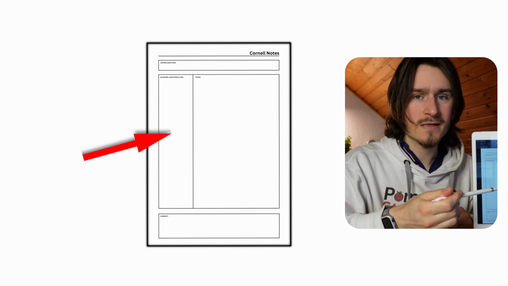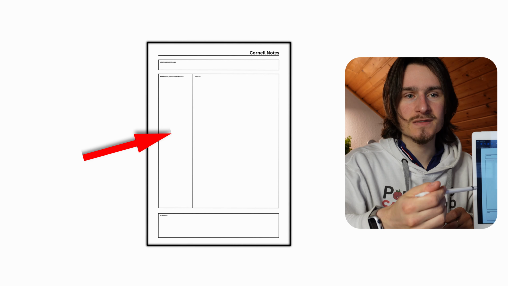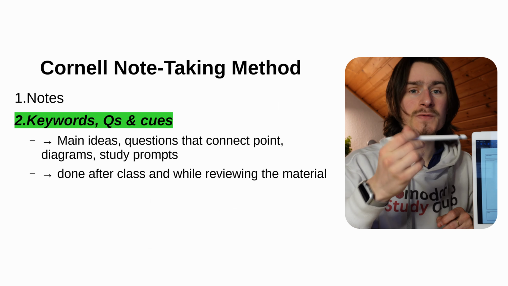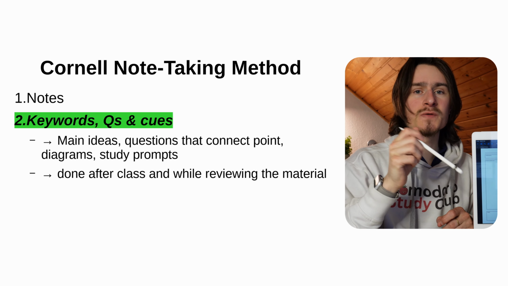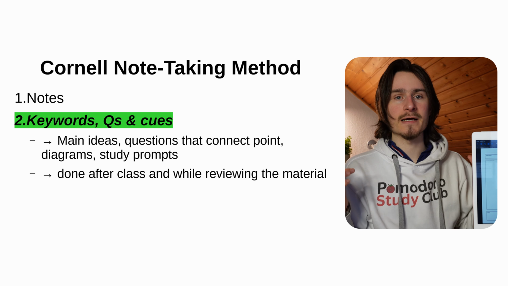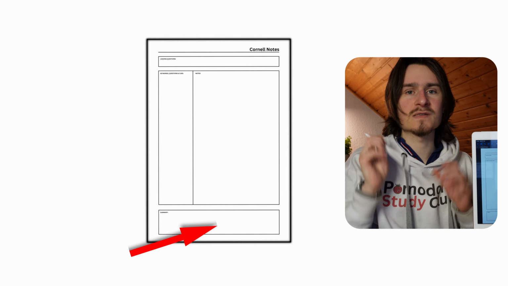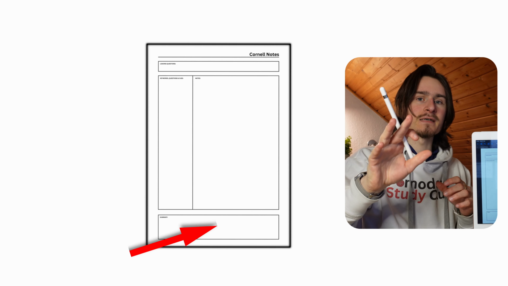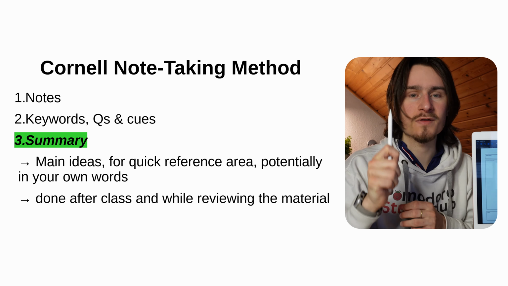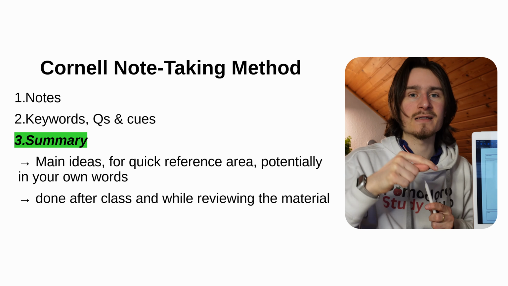But now, the right column is new because it's just for keywords, cues, equations, questions. Things that actually matter, things that are important. These will be your study prompts, what you're going to be using to learn. Because we don't have unlimited time, there's a lot going on in a lecture, we have to do this after class. Now below this lower line here, we have a summary. It's an area for your main ideas, for quick references. And because of that, you again will be doing it after class, preferably in your own language, so that you understand what is going on.